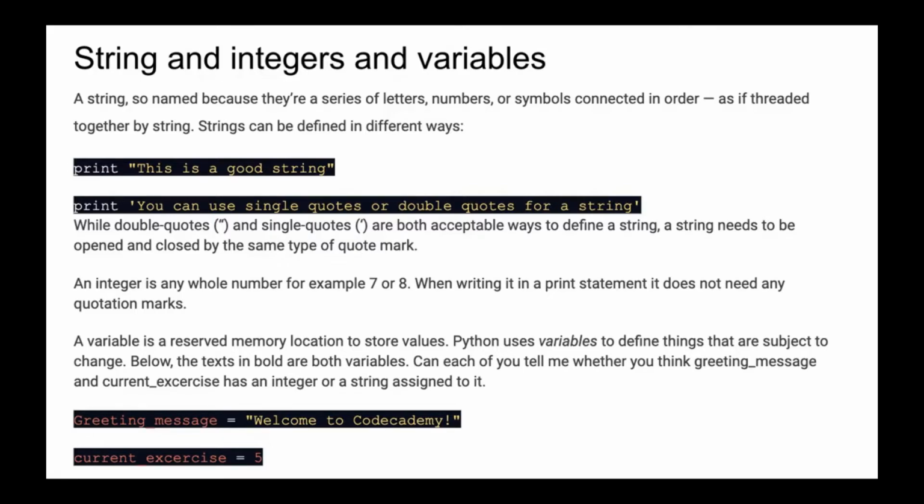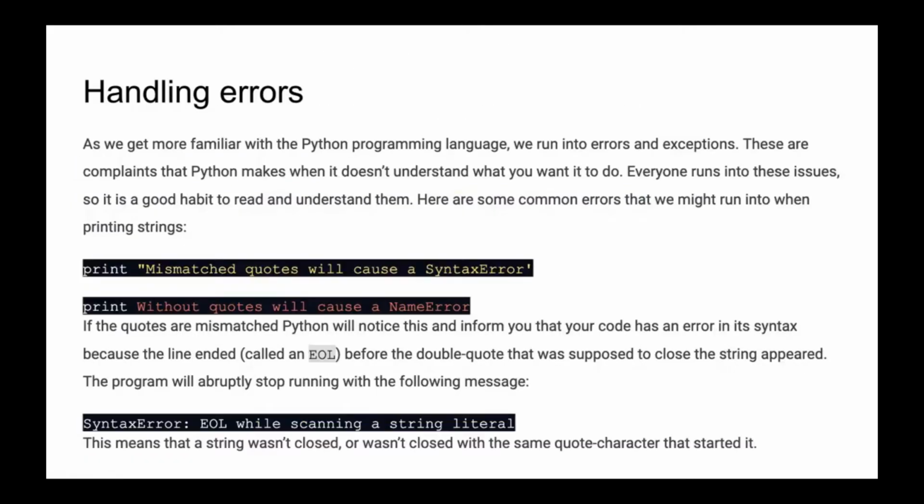A variable is a reserved memory location to store values. Python uses variables to define things that are subject to change. So below, the text symbols are both variables. The first one is a string as it has quotation marks, and the second one is an integer as it doesn't.